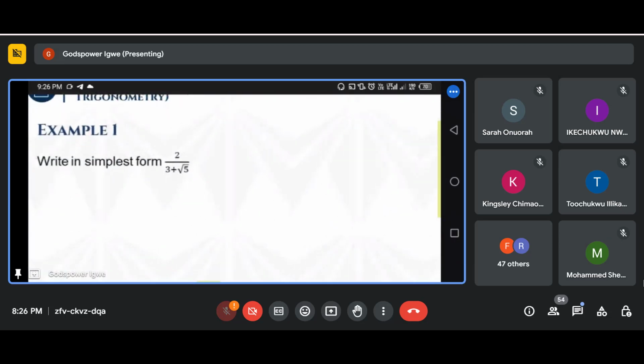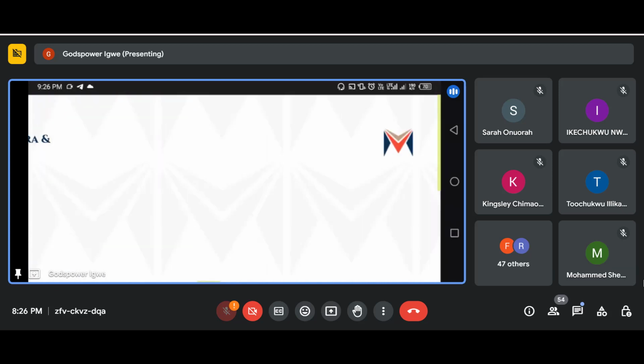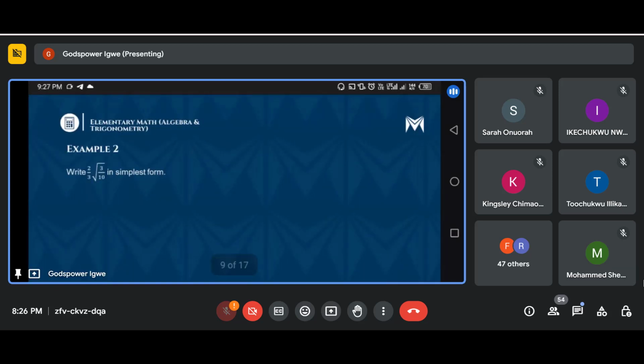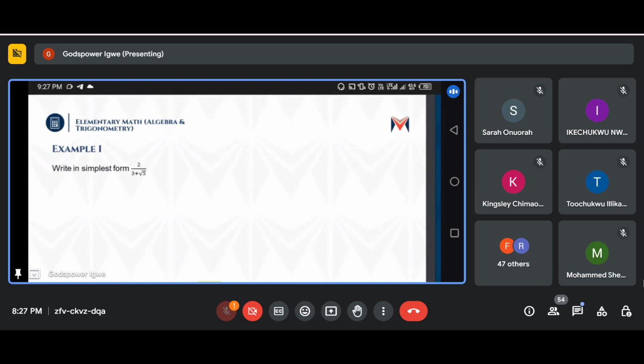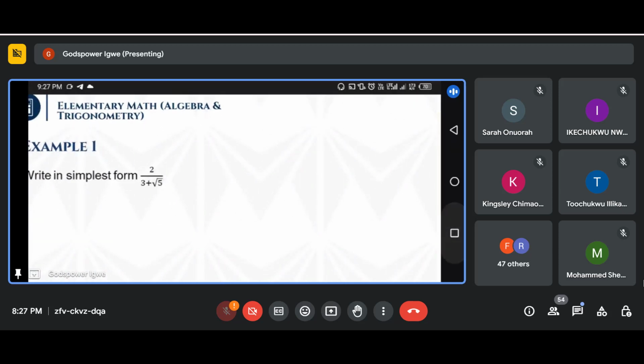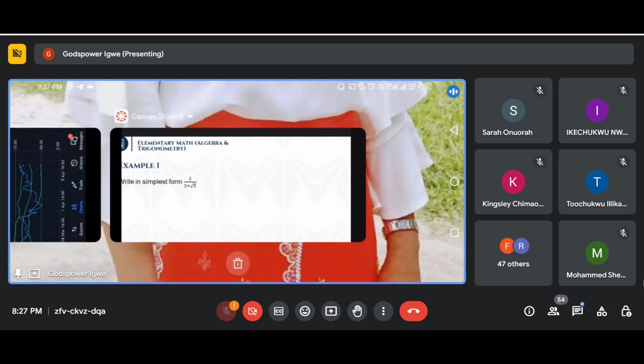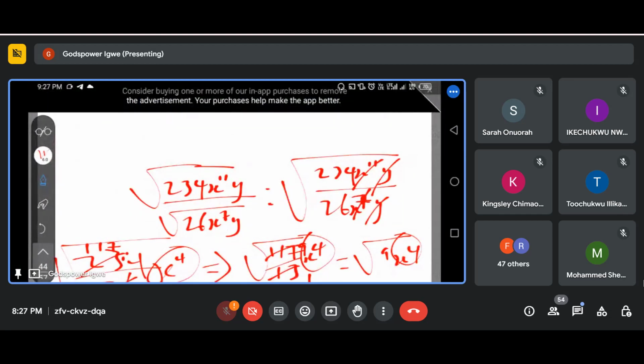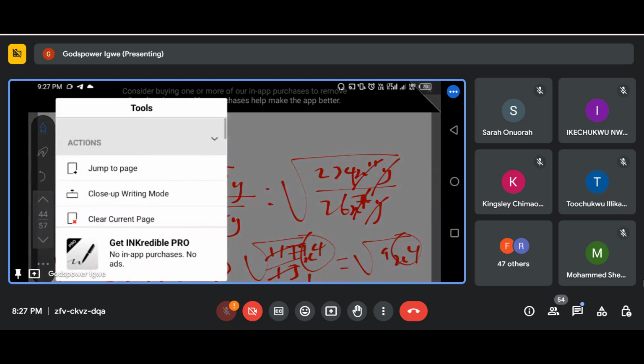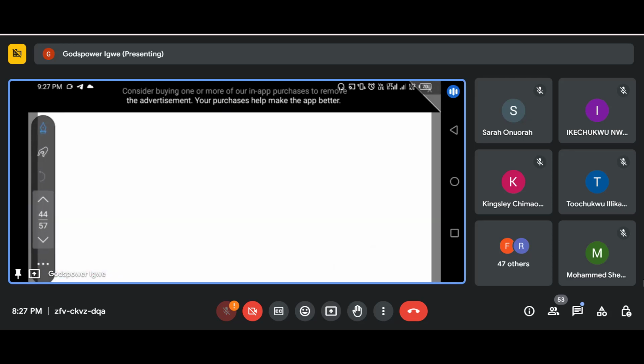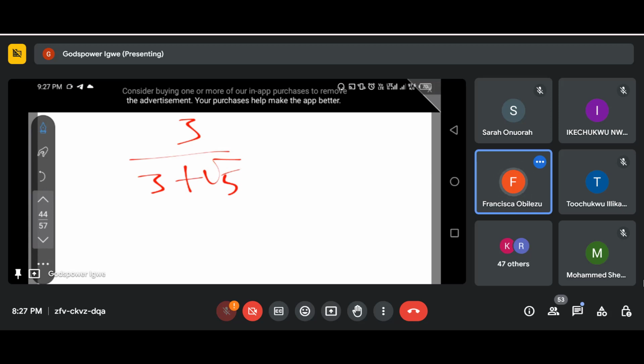For example one, 3 plus root 5. Example two, 2 over 3 root 3 and 10. Simplest one. Please, somebody give me this particular question so we can solve it and move forward. Okay, 3 root 5, right? Is it 3 plus root 5? Yes, correct. 3 plus root 5.